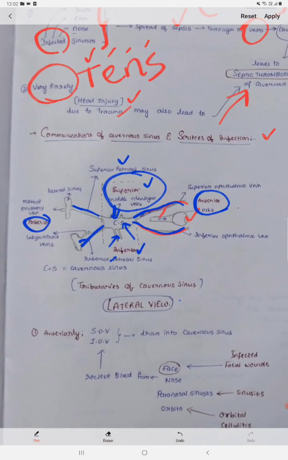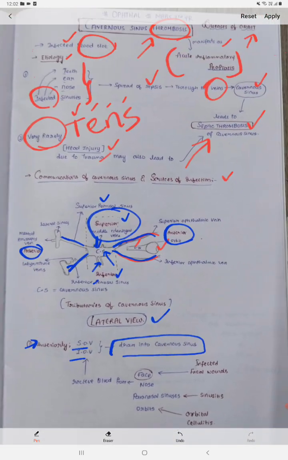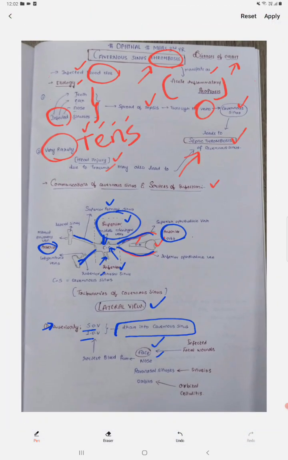This is the lateral view, so that we can see the anterior, posterior, superior and inferior communications, whereas in the superior view we are going to see the medial communications. Already explained, the superior ophthalmic vein and inferior ophthalmic vein drain to the cavernous sinus, which is the anterior relation. From where does the infection come? We have the face, nose, paranasal sinuses and the orbit. Whatever infection is present in these areas, such as infected facial wounds, paranasal sinus inflammation which is sinusitis, and orbital cellulitis, all of this will lead to infection of the cavernous sinus through its drainage, ultimately leading to cavernous sinus thrombosis. Got it?